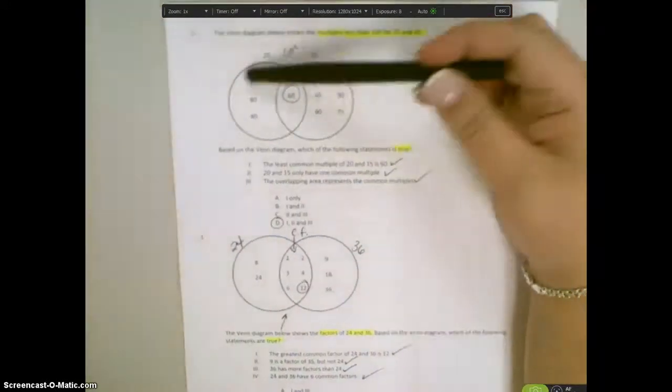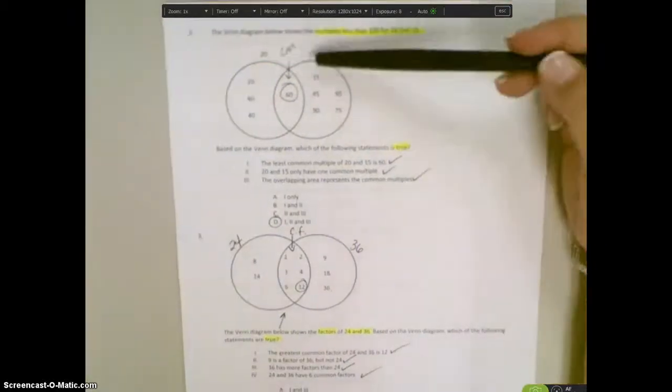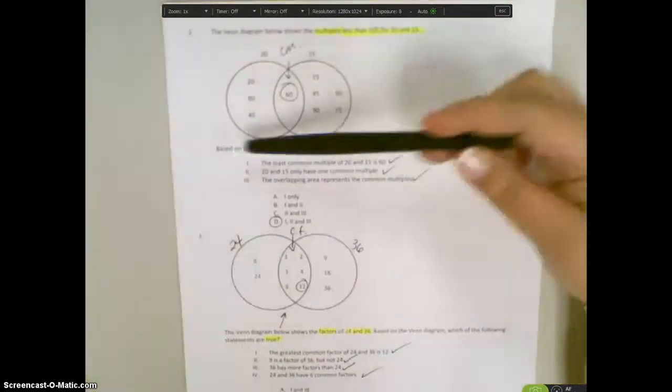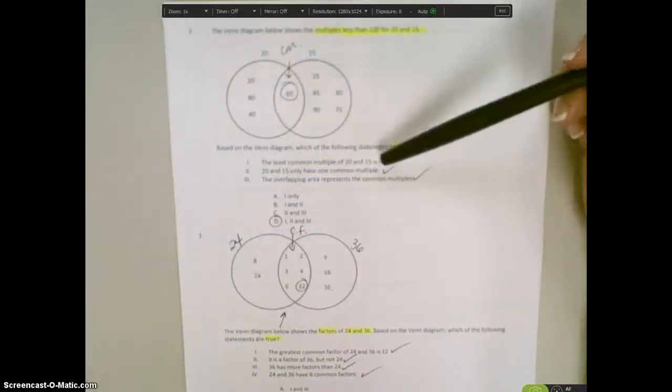Okay, number 2. The Venn diagram below shows the multiples less than 100 for 20 and 15. Again, we're talking about multiples, not factors. So I've got my 2 circles and then my common multiple in the middle. As you notice, this one is labeled 20 and 15, so it's easier to tell what's what. Based on the Venn diagram, which of the following statements is true? The least common multiple of 20 and 15 is 60.